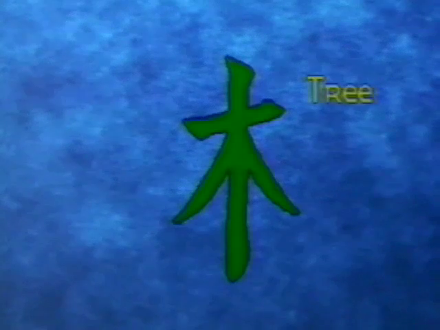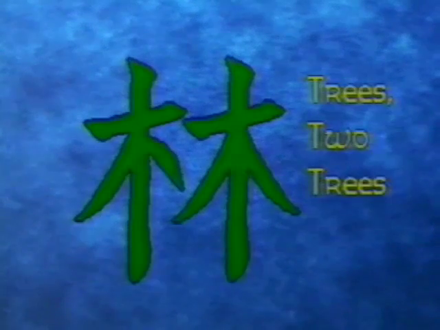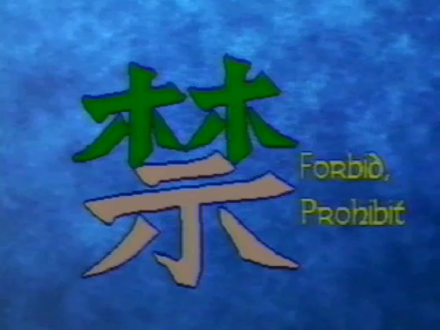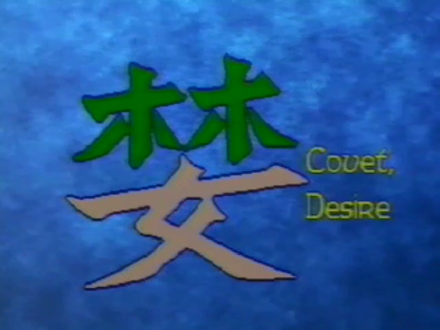Another often used character is tree or trees. The two trees character combined with other characters can give unusual meanings. A divine proclamation combined with the trees gives the surprising meaning forbid or prohibit. Or replacing the bottom with the character for woman now represents covet or desire. Here the woman entertains forbidden thoughts. Her consuming desire looks for encouragement.